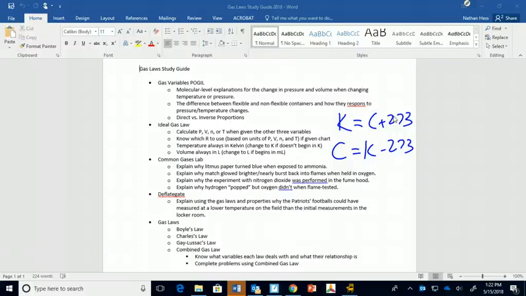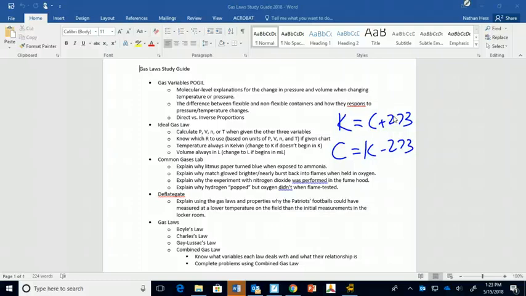Why did the experiment with nitrogen dioxide, why did we perform that in the fume hood? It's a poisonous gas, right? It is a very dangerous gas. And we don't want that spread around the room here, right? So that quickly evacuates it outside.